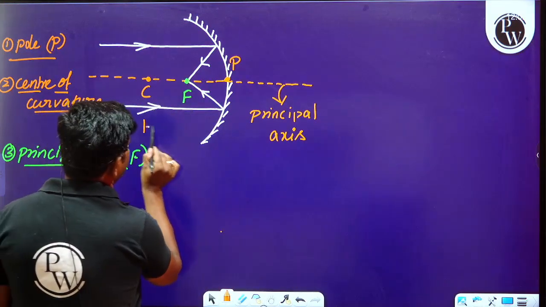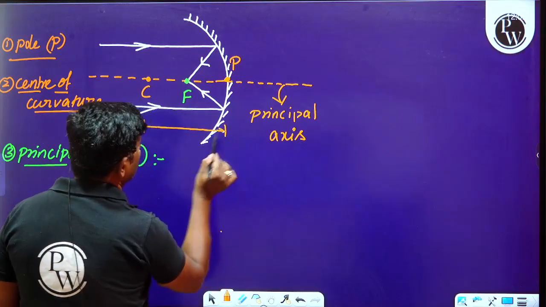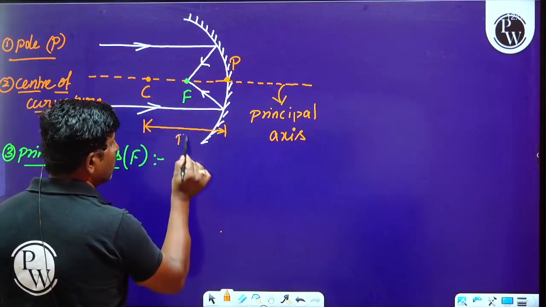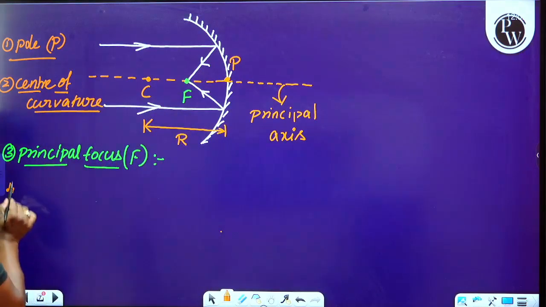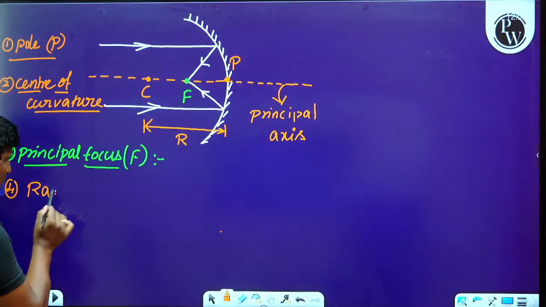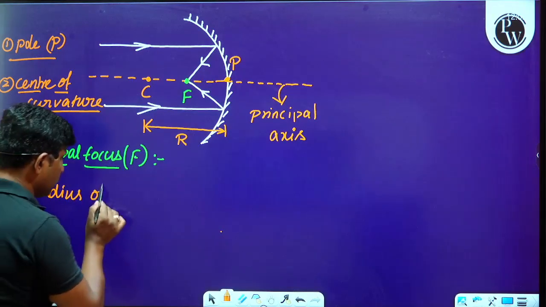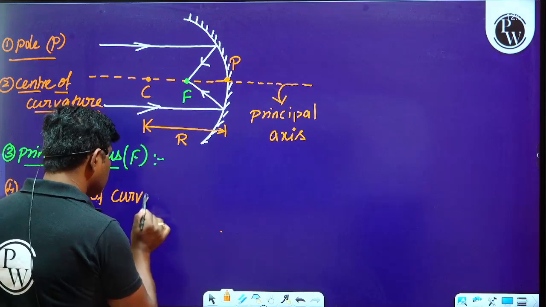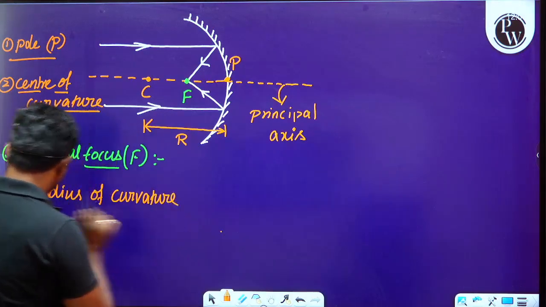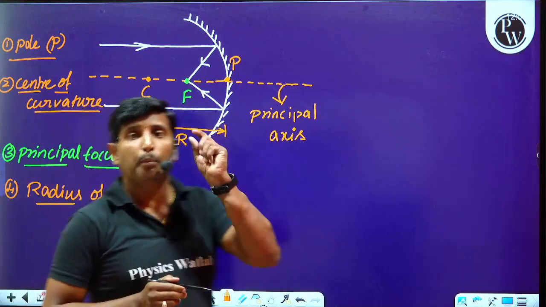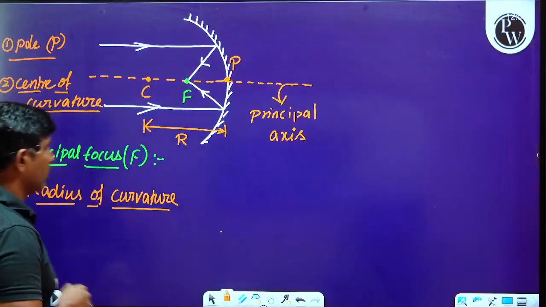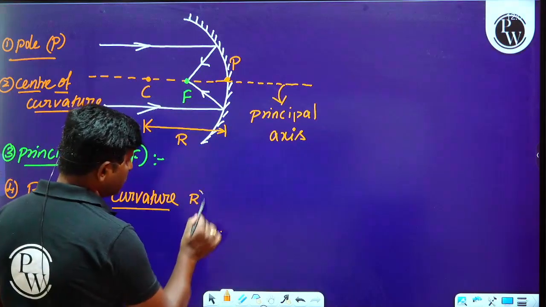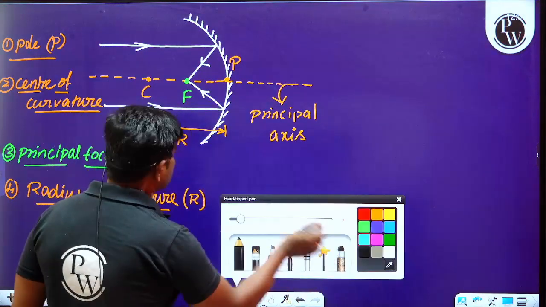Whenever we consider the distance between the pole and the center of curvature, we call it the radius of curvature. What is the fourth one we can say here? It is the radius of curvature. The radius of curvature is nothing but the distance between the pole and the center of curvature.